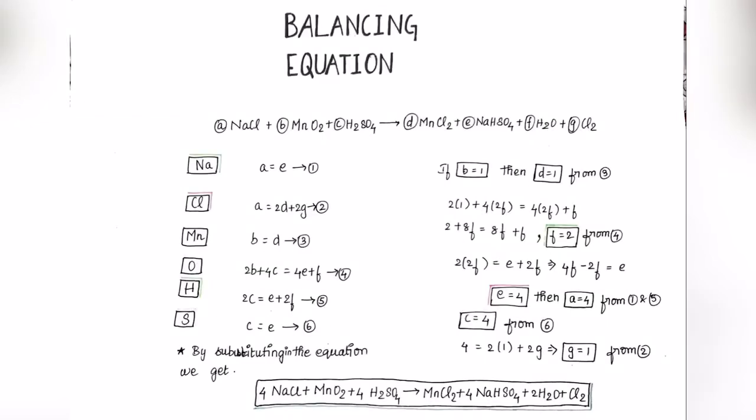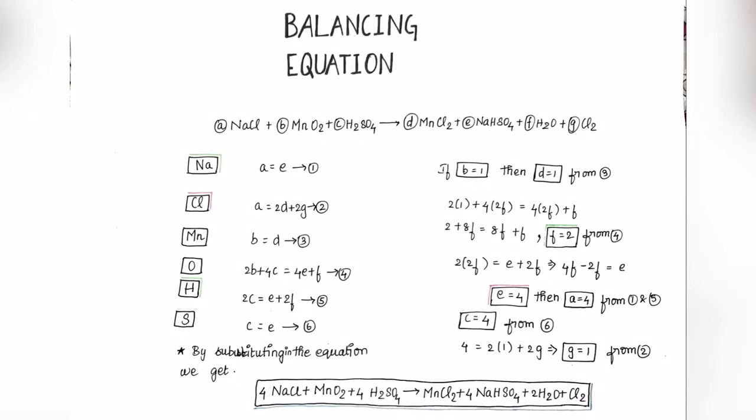And the next step would be to equate the atomicity of an element on both the reactant side and the product side. For the first element, sodium, the atomicity on the reactant side is A and on the product side is E. So A equal to E will be our first equation. And for the next element Cl, the atomicity on the reactant side is A and on the product side is 2D plus 2G. So A equal to 2D plus 2G is the second equation.